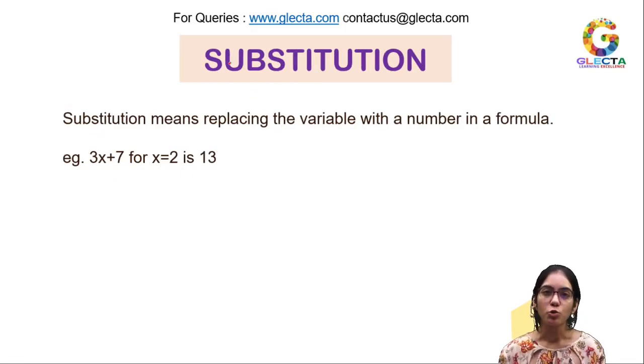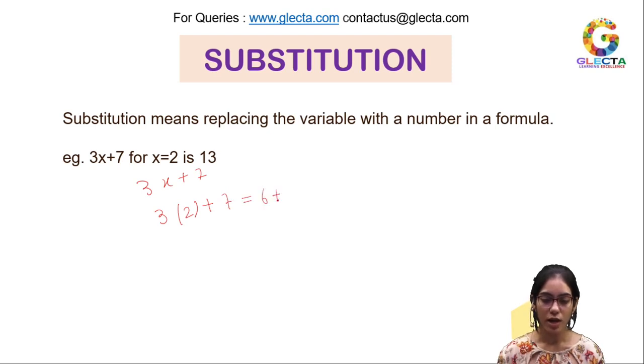What do you mean by substitution? Substitution means replacing any number for some variable in an equation or an expression. For example, we are provided with 3x plus 7. If we are asked to find the value of 3x plus 7 when x is equal to 2, all we need to do is substitute 2 for x. So this will be 3 times 2, which is 6, plus 7, and that is 13.